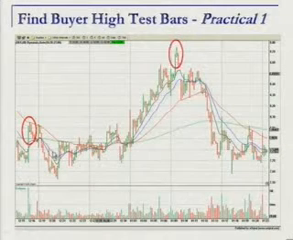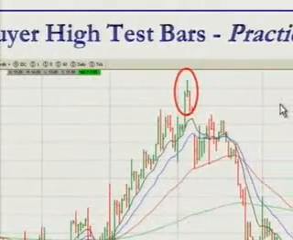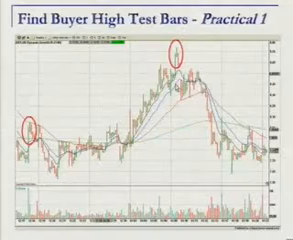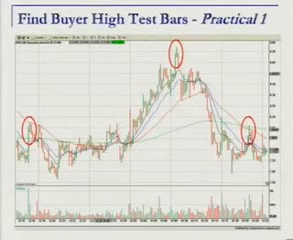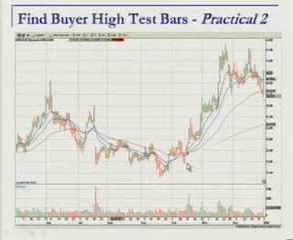Let's look at the next one. This is another good example. You can see here, it opens, tries to go up, and then closes lower, sending the stock down. Another good example here. Although buyers win, it's still a bearish signal, sends the stock lower. Look at the second practical here.